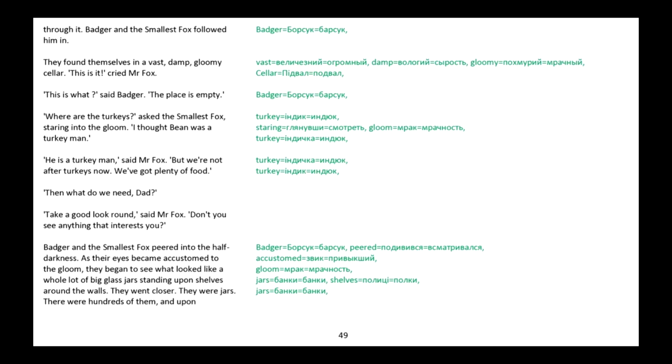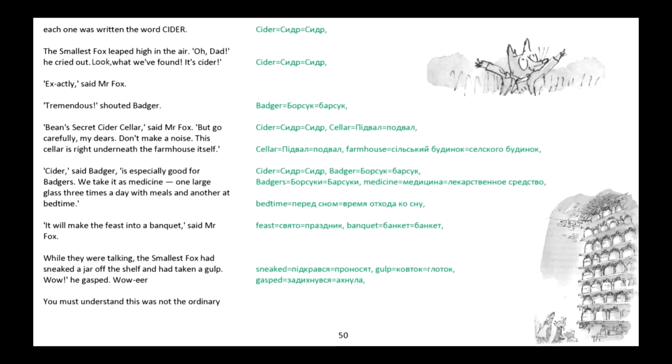Badger and the smallest fox peered into the half-darkness. As their eyes became accustomed to the gloom, they began to see what looked like a whole lot of big glass jars standing upon shelves around the walls. They went closer. They were jars. There were hundreds of them, and upon each of them was written the word cider. The smallest fox leapt high in the air. "Oh, Dad," he cried out, "look what we found. It's cider." "Exactly," said Mr. Fox. "Tremendous," shouted Badger. "Bean's secret cider cellar," said Mr. Fox. "But go carefully, my dears. Don't make a noise. The cellar is right underneath the farmhouse itself."